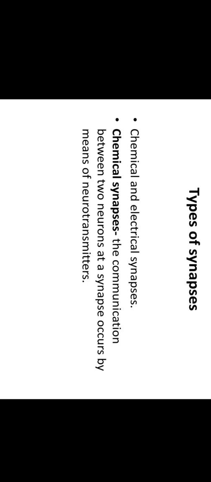Types of synapse. It is of two types: chemical synapse and electrical synapse. Chemical synapse: the communication between two neurons at a synapse occurs by means of neurotransmitter.